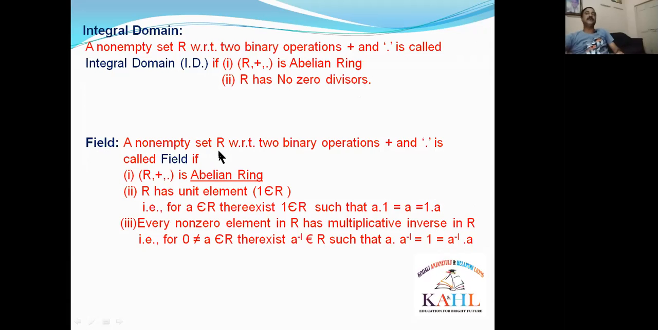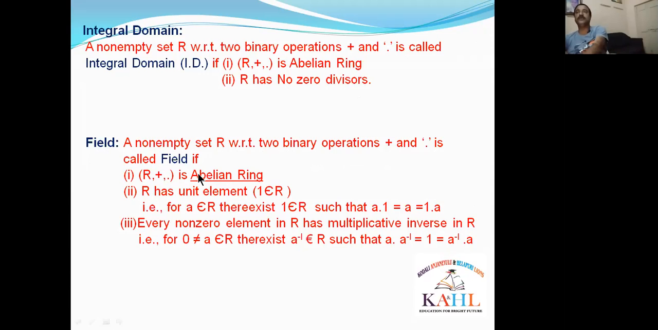Next one is field. A non-empty set R with respect to two binary operations plus and dot is called a field if it satisfies three conditions. The first one is R, plus, dot is an abelian ring, and the second one is R has a unit element. The third one is every non-zero element in R has a multiplicative inverse in R.